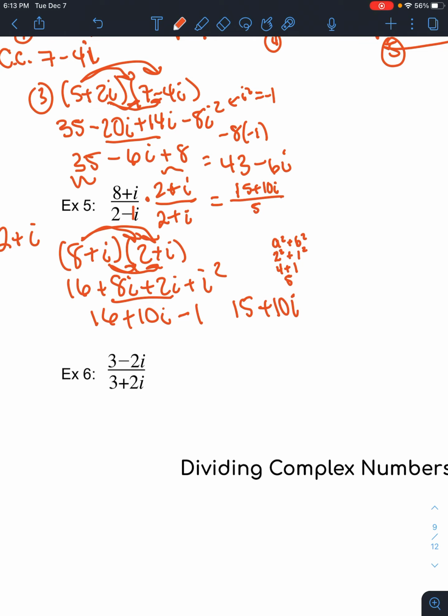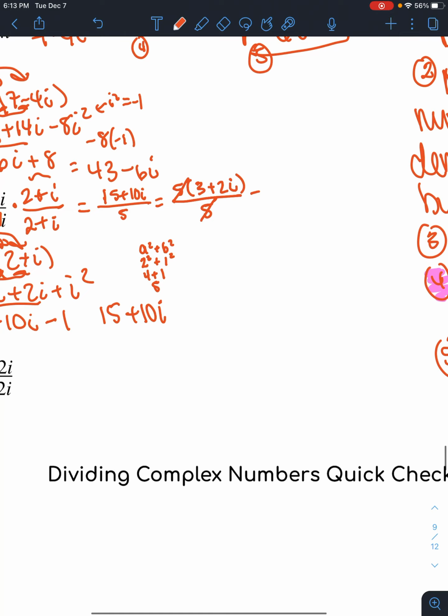So we can simplify this a little bit. We can factor a 5 out of the numerator. So if I take 5 out, then 15 divided by 5 is 3. 10 divided by 5 is 2, so that leaves me with 3 plus 2i, all divided by 5. Well, when I do 5 divided by 5, that's just 1. So here my answer would just be 3 plus 2i.